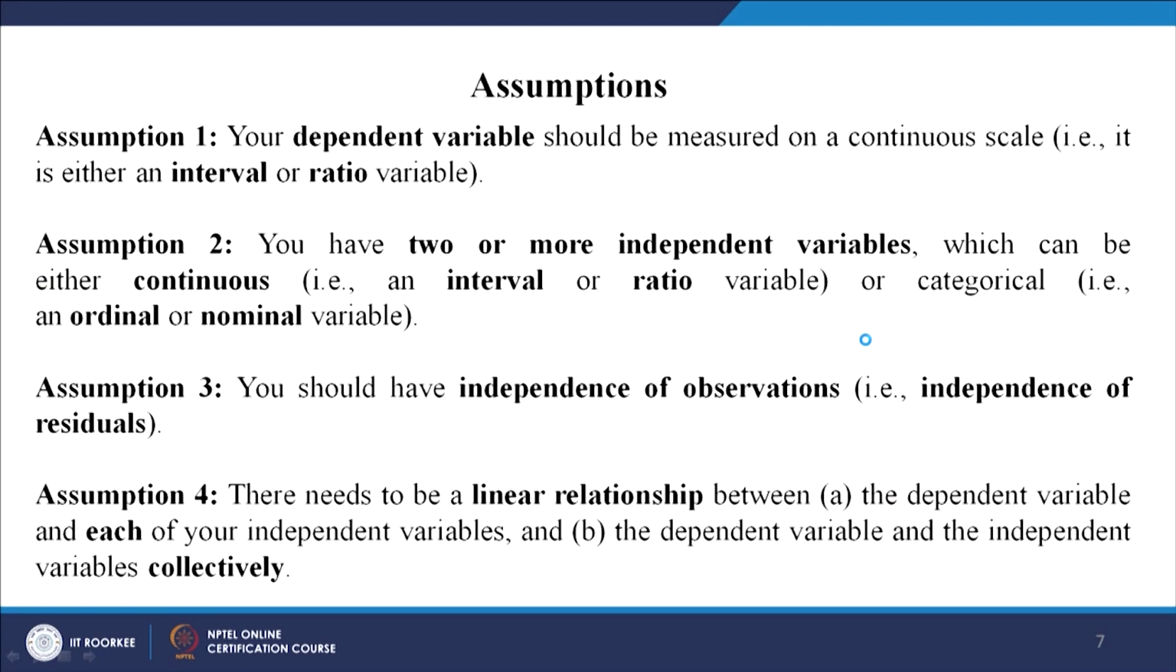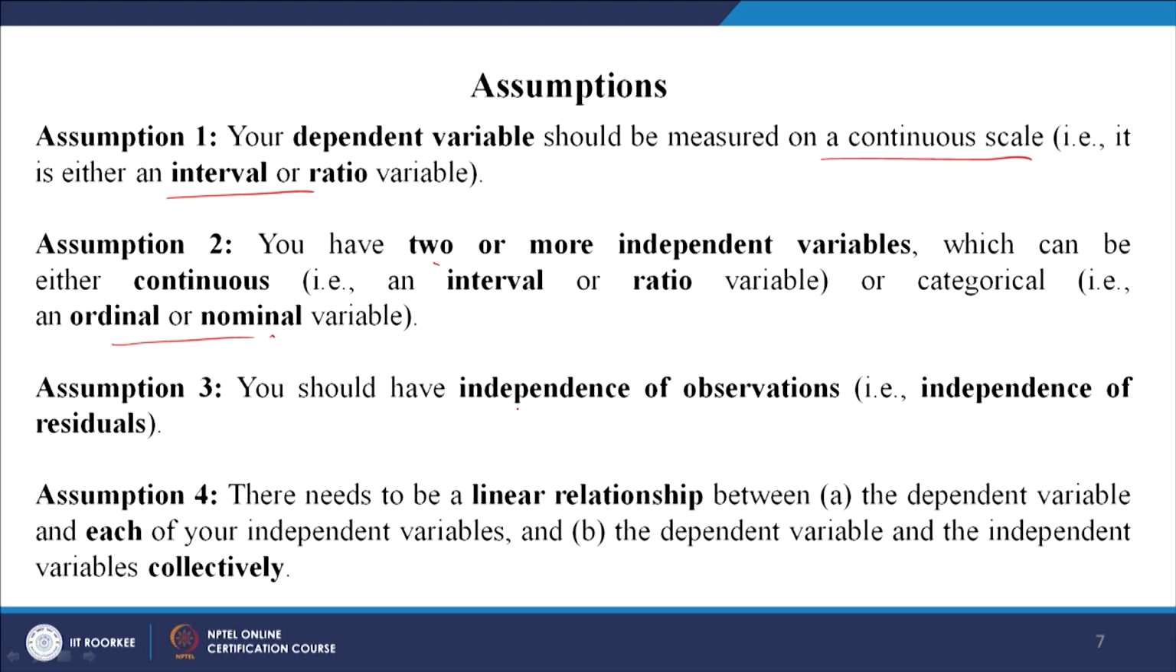Okay. Some of the assumptions in multiple regression are more or less the same as in simple regression, but let us see some of them. The dependent variable should be measured on a continuous scale, that is interval or ratio. Assumption 2, 2 or more independent variables which can be either continuous or categorical, that is ordinal or nominal sometimes. I will explain in the next to next class lecture what you do when there is a categorical variable, how you use a categorical variable, in what is called dummy variable regression.